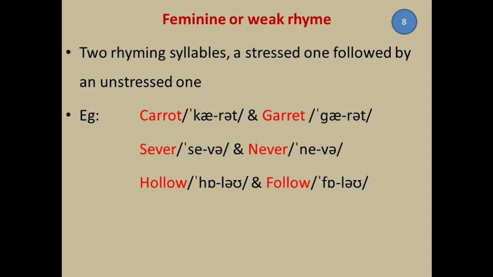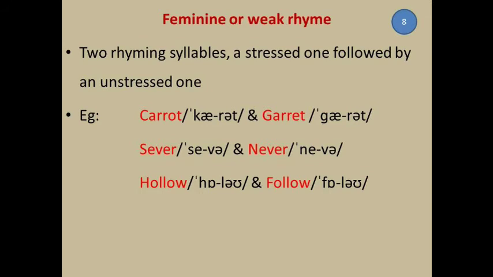In carrot, we have 2 syllables. The first syllable is stressed and the second syllable is unstressed. And in garret also, we have 2 syllables. The first syllable is stressed and the second syllable is unstressed.